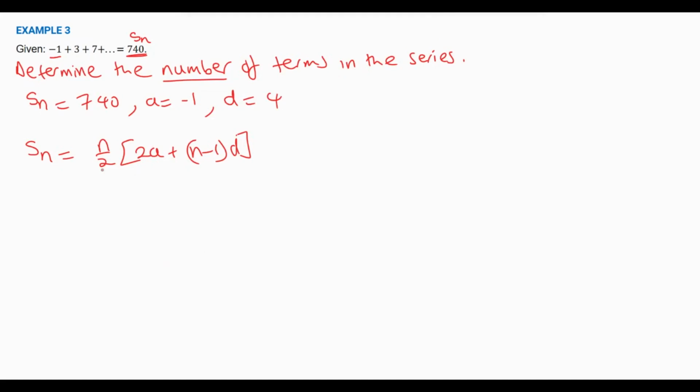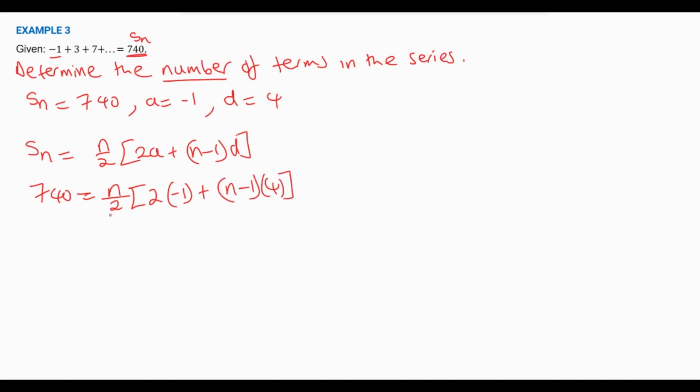Let's see how we're going to get that. So Sn is 740, which is equal to n over 2. We're looking for n, so n is still unknown. Then 2a, a is negative 1, then plus (n minus 1), then the common difference is 4.